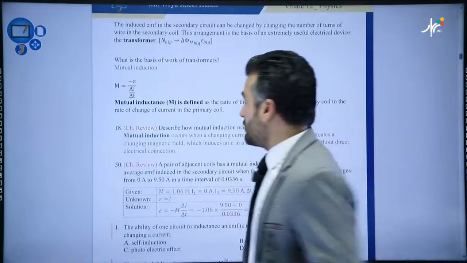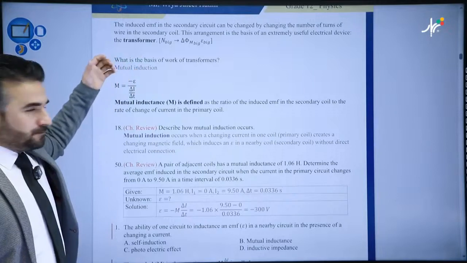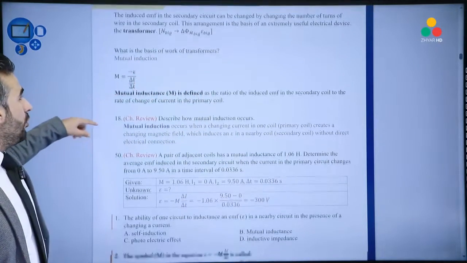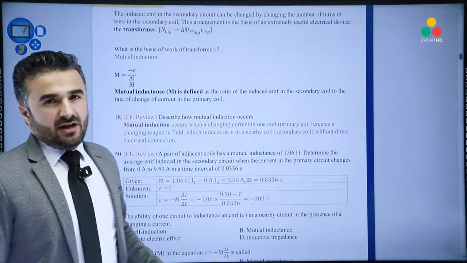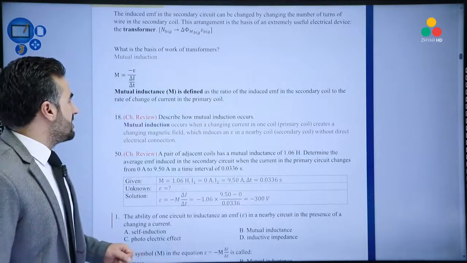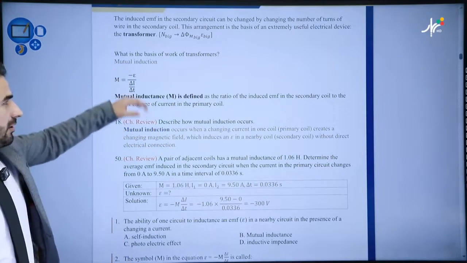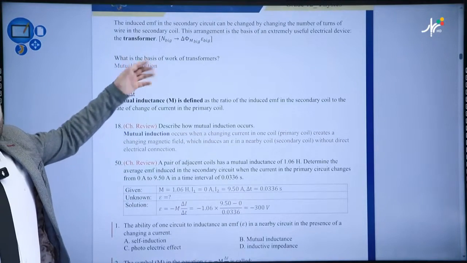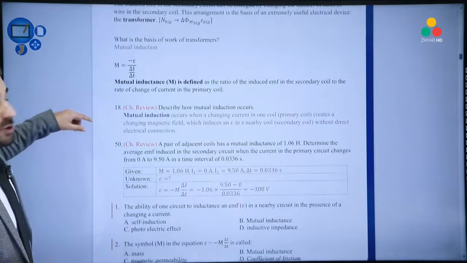So we have another question, which says, what is the basis of work of a transformer? We said it is electromagnetic, or mutual induction, of course. And this mutual induction is based on electromagnetic induction as well, because there is a change in the magnetic flux. But why mutual? Because you need two coils in order for this to happen, not a permanent magnet. So that is basically what is called mutual induction.